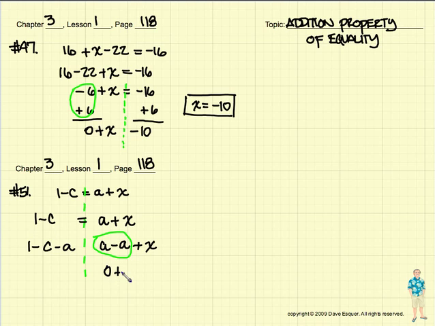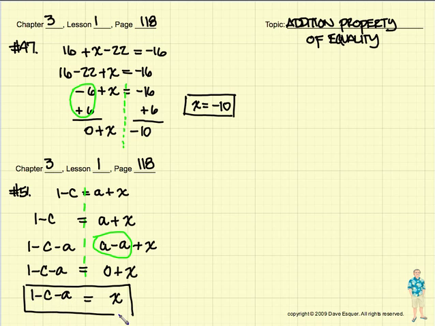So we end up with the left side as 0 plus x. And the right side is 0 plus x. And the left side looks like 1 minus c minus a. And 0 plus x is just x. So our final solution for number 51 is 1 minus c minus a is equal to x.